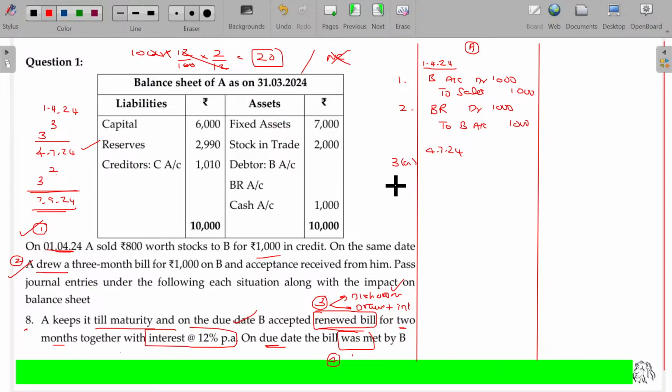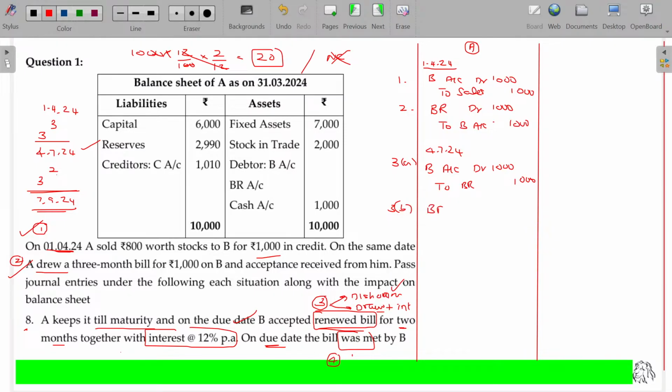This is the third entry in A's books, first entry of the renewal. So renewal means dishonor of the original bill as well as drawing a new bill. Both will be included. So this bill is dishonored. For that, the entry is just reversed. B account debit to BR account. What about the noting charges, sir? Noting charges will not be applicable here, because mutual cancellation. So not only dishonor, reversal of the bill entry, we are going to draw a new bill here.